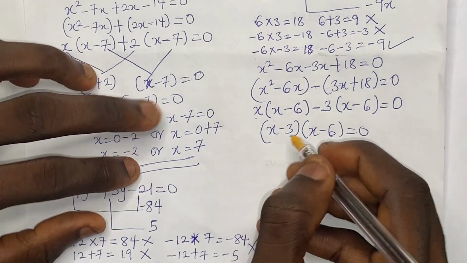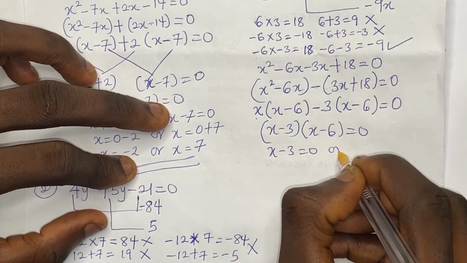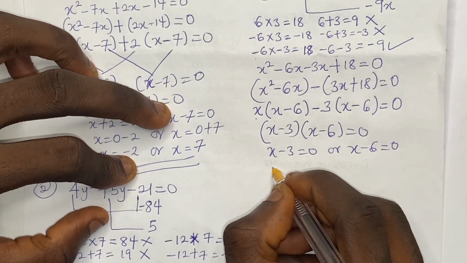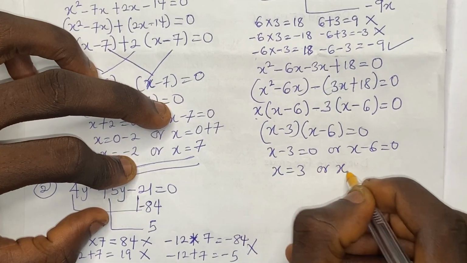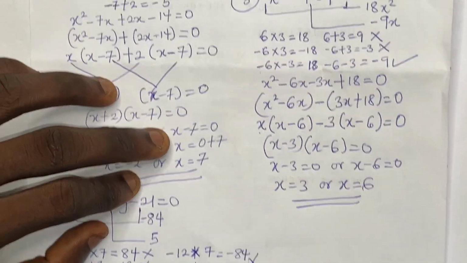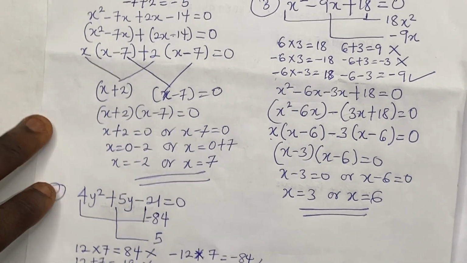And so that's going to give us x minus 3 equal to 0, or x minus 6 equal to 0. So that will give us x equal to 3, or x equal to 6. So that will be our final answer. All right, so those are the examples that I want to show you here.